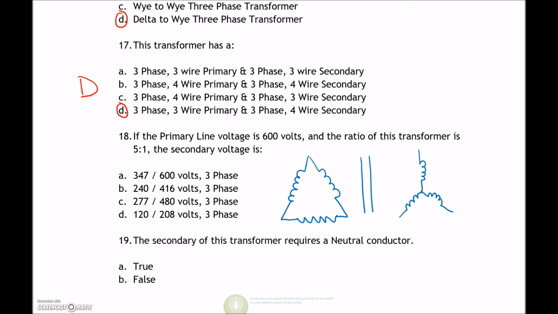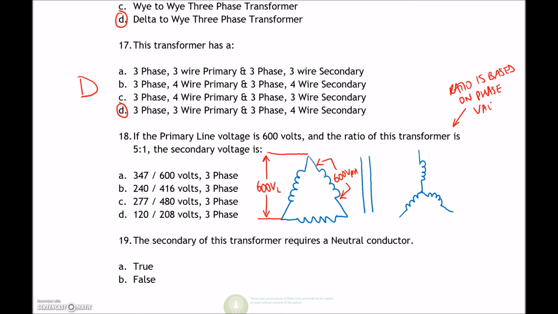Okay, and then we're going to look at our voltages there. And the voltage given on the primary is 600 volts. It doesn't say whether it's the line or the phase voltage, but we know for a delta that those guys are identical. So we have 600 volts on the line, and we have 600 volts on the phase. Okay, the ratio is 5 to 1. So here, that would be on the phase, right? So remember that the ratio is on the phase. So let's just make a note there. Ratio is based on phase value.